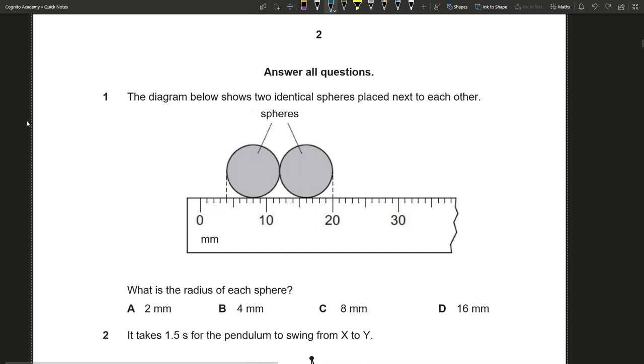Here we have a diagram below that shows two identical spheres placed next to each other, and we are asked what the radius of each sphere is. Well, we know that we are given the ruler measurement of 4 radiuses here. So what we have to do is take 16, which is 20 minus 4, divided by 4 radiuses, which is equal to 4 millimeters per radius. So the answer here is B.